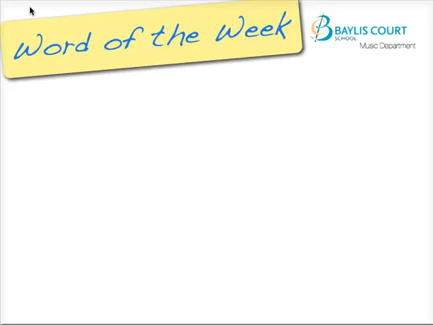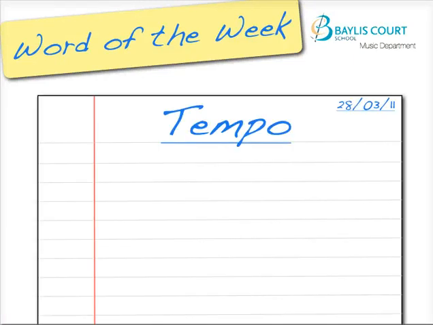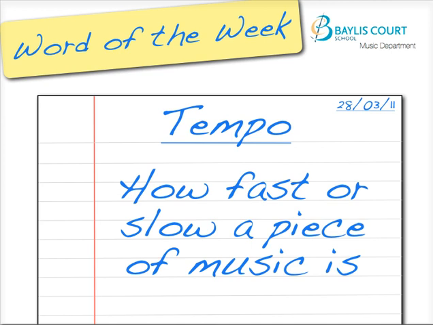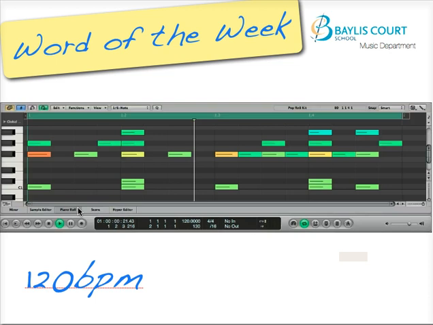Welcome to our word of the week, where this week our word is tempo. The tempo is how fast or slow a piece of music is. So we've got an example here of a piece of music, and we've shown you the drum beat on the screen that's being played at 120 BPM.